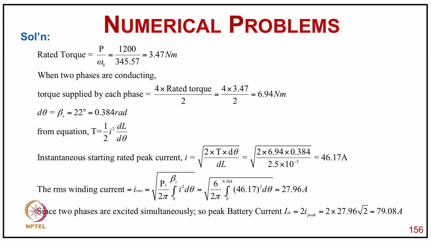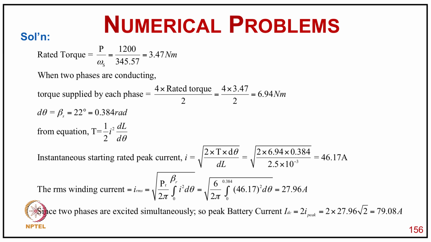So coming to the solution, rated torque is P upon omega s, so putting 1200 by speed, that's 3.47 Newton meter, and 2 phases are excited. The torque by each phase is 4 into rated torque by 2, so it comes to 6.494 Newton meter. d theta equal to beta s, 20 degree, equal to 0.349 radian, and torque is half I square dL upon d theta.